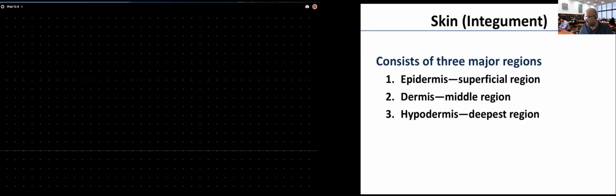First, the integument or the skin consists of three layers, which are the epidermis, dermis, and hypodermis. Epidermis, epi means on top of, so this is the most superficial layer of the skin. Deeper to it, we're going to have the dermis, which is the middle region, and the hypodermis is going to be the deepest region of the skin.